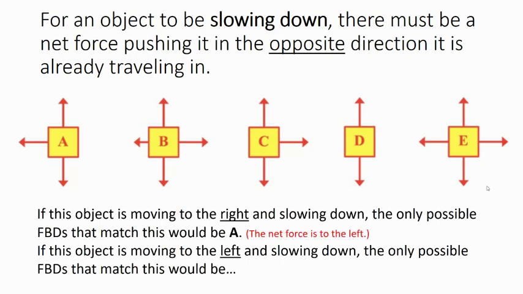If the object is actually moving to the left and slowing down, then the net force is to the right. So which of these has a net force to the right? B and C have a net force to the right because their rightward forces are stronger than the leftward forces.